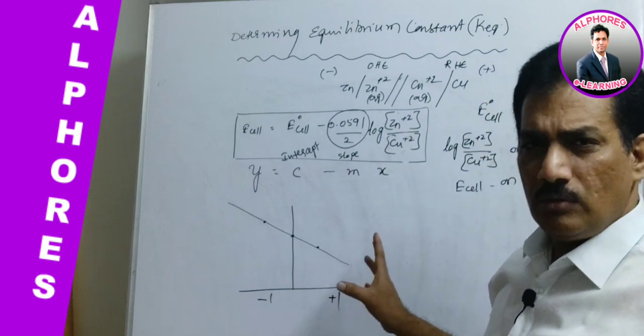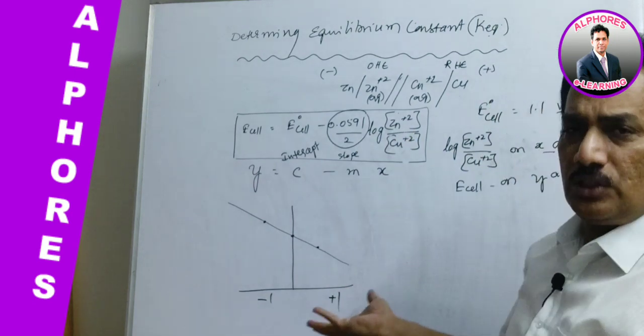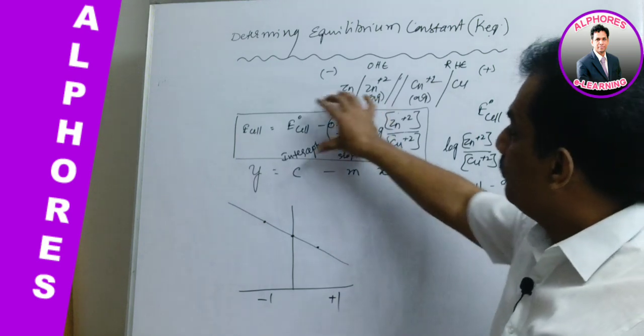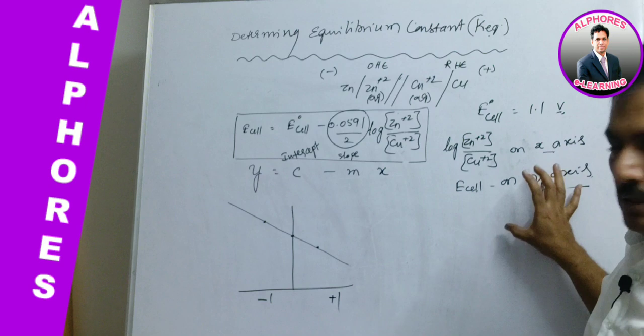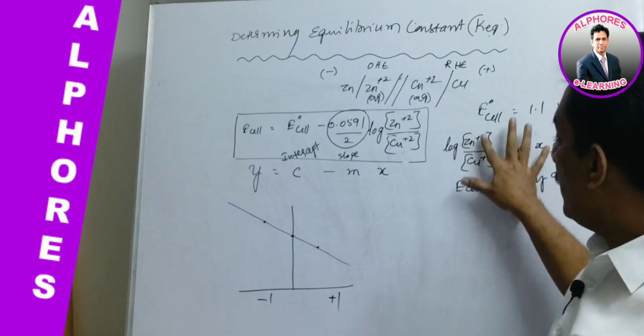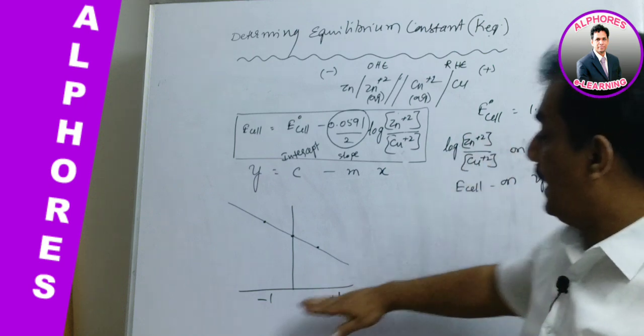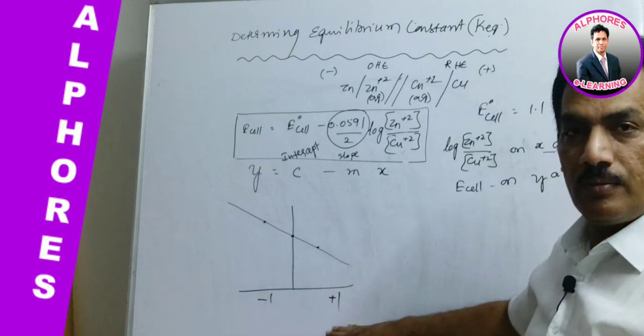Just observe again slowly. It is a logical question, that's all. This is the equation and it is the data provided. Clear? And log Zn plus 2 by Cu plus 2 is what they are considering on the x-axis.